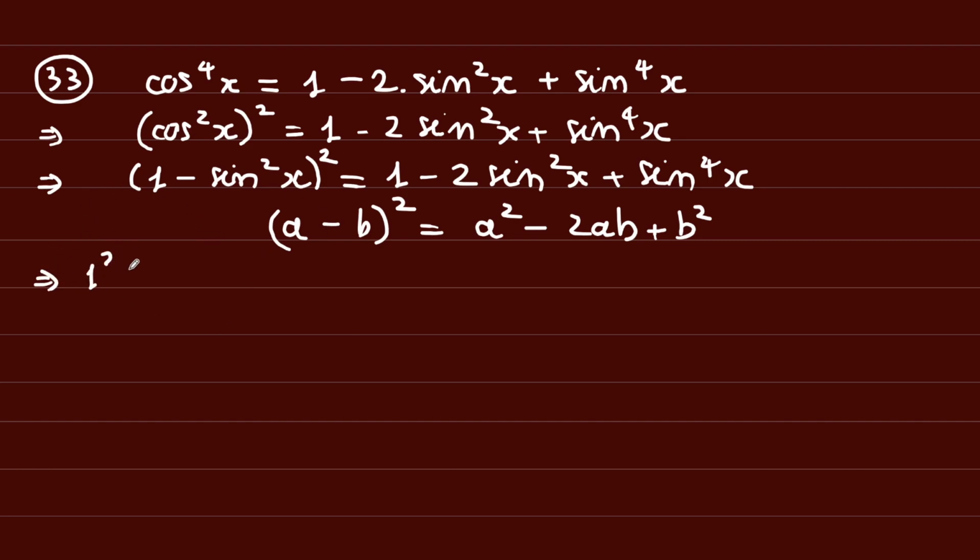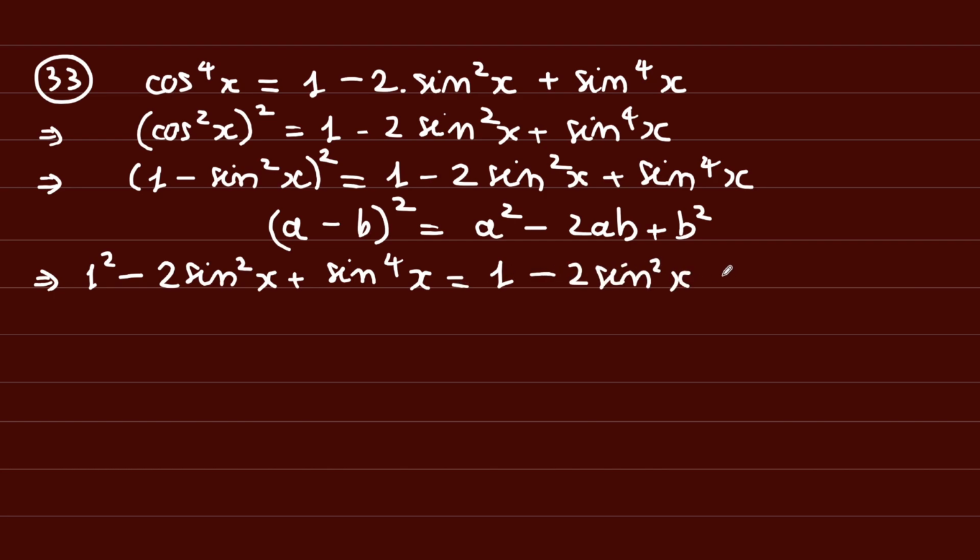1 squared is the first term, the second one will be 2 sine square h, and plus sine to the power of 4, like this one. The left hand side is finished. The right hand side is here, and you can see that the left hand side and the right hand side are exactly equal. You get the term 1, the term minus 2 sine square h, and the last term on both sides.